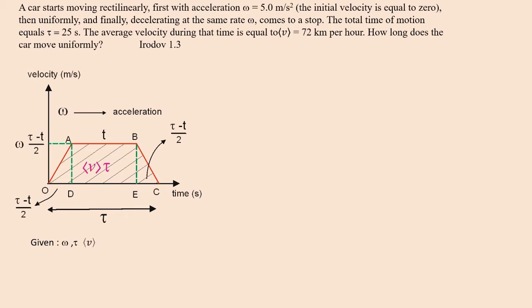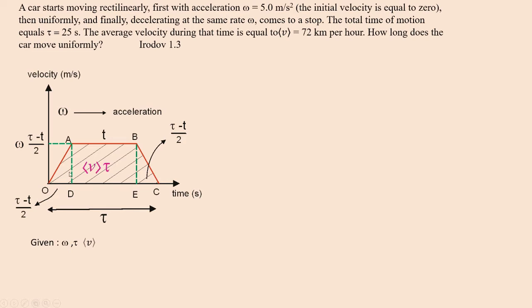Simply multiply by 5 by 18. You will get meters per second. Here it will be 72 multiplied by 5 by 18, you will get 20 meters per second. You can check also. How long does the car move uniformly? Our aim is to find t. You are given tau, the total time. You are given the average velocity. You are given the acceleration.